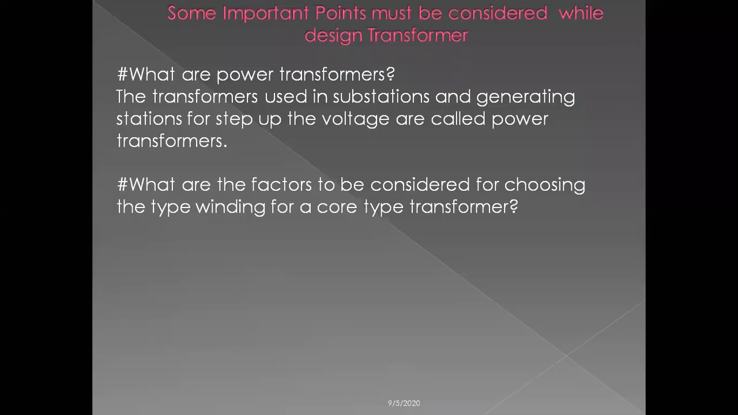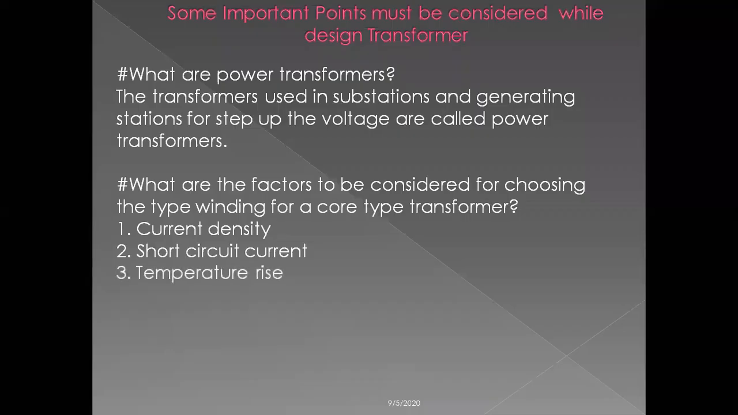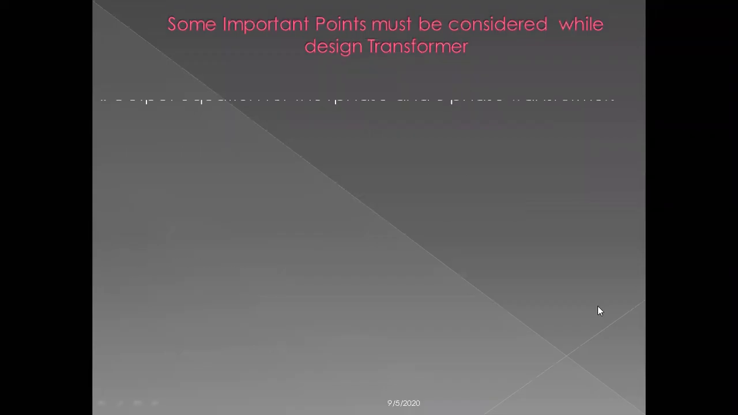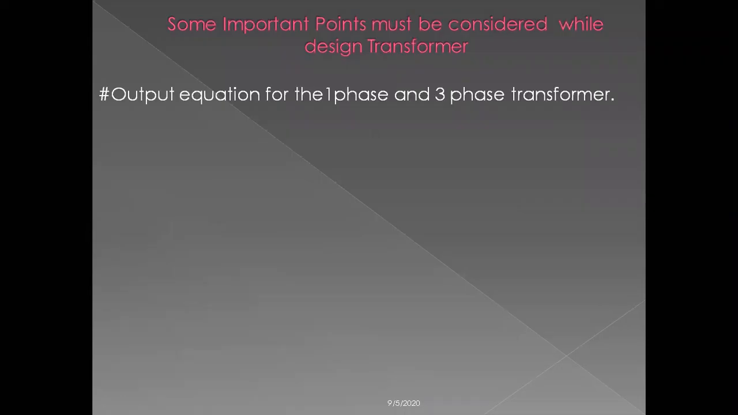In the same parameter, we have various factors to be considered for choosing the type of winding of a core type transformer. What are the various factors? Number one, current density. Number two, short circuit current. Number three, temperature rise. Number four, surge voltage. Number five, impedance of the transformer. And number six, the transportation facilities. So these are the six important points that you should keep in mind while designing a core type transformer. Clear? Is it clear to all of you?